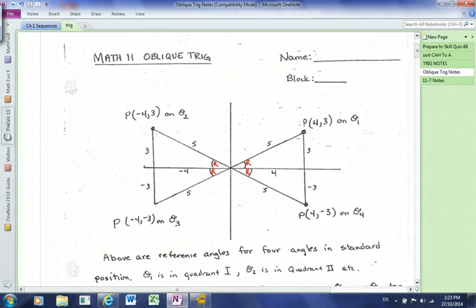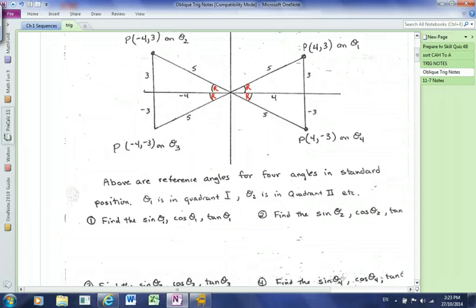Okay, so what we are going to do is practice finding the sine, cosine, and tangent of each of those angles. So first, the angles that are in quadrant 1. This should be very easy. What's the sine of theta 1? Sine means what? Hopefully you know what sine means by now. What goes on top for sine?